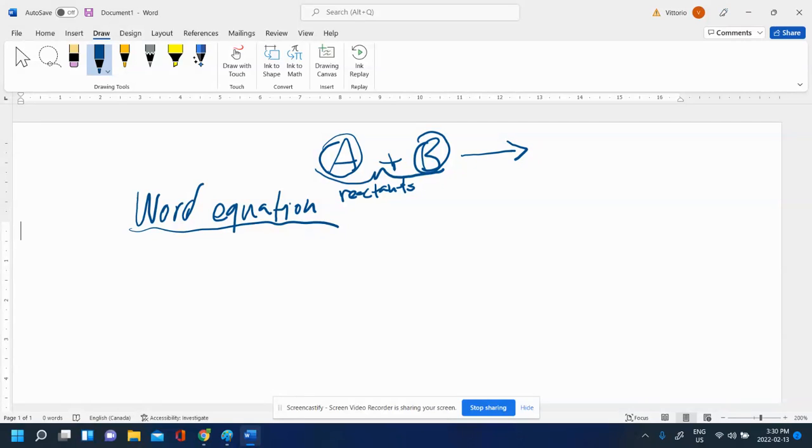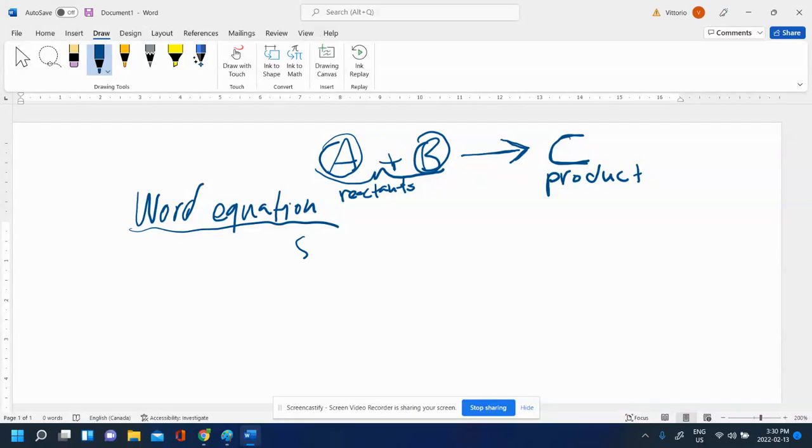They make something new. Whatever they made in the end, that's called your product, and that's on the right side. So your reactants are on the left side, your product is on the right side, and they're separated by an arrow. Now, we can represent this in word format, as a word equation.